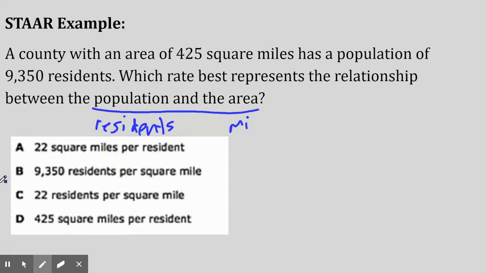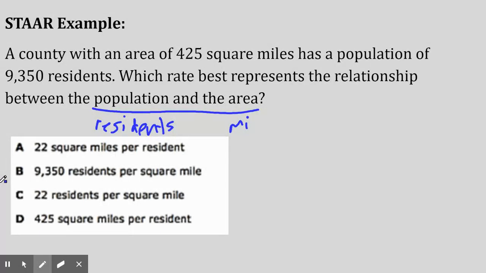Now, before I even go through and set this up, let's read through our answer choices. A says 22 square miles per resident. B says 9,350 residents per square mile. C, 22 residents per square mile. Or D, 425 square miles per resident. Okay, let's look at this from a logical perspective. I know automatically I can get rid of 2 answer choices. Most questions, you should be able to get rid of at least 1 or 2 just by using logic.